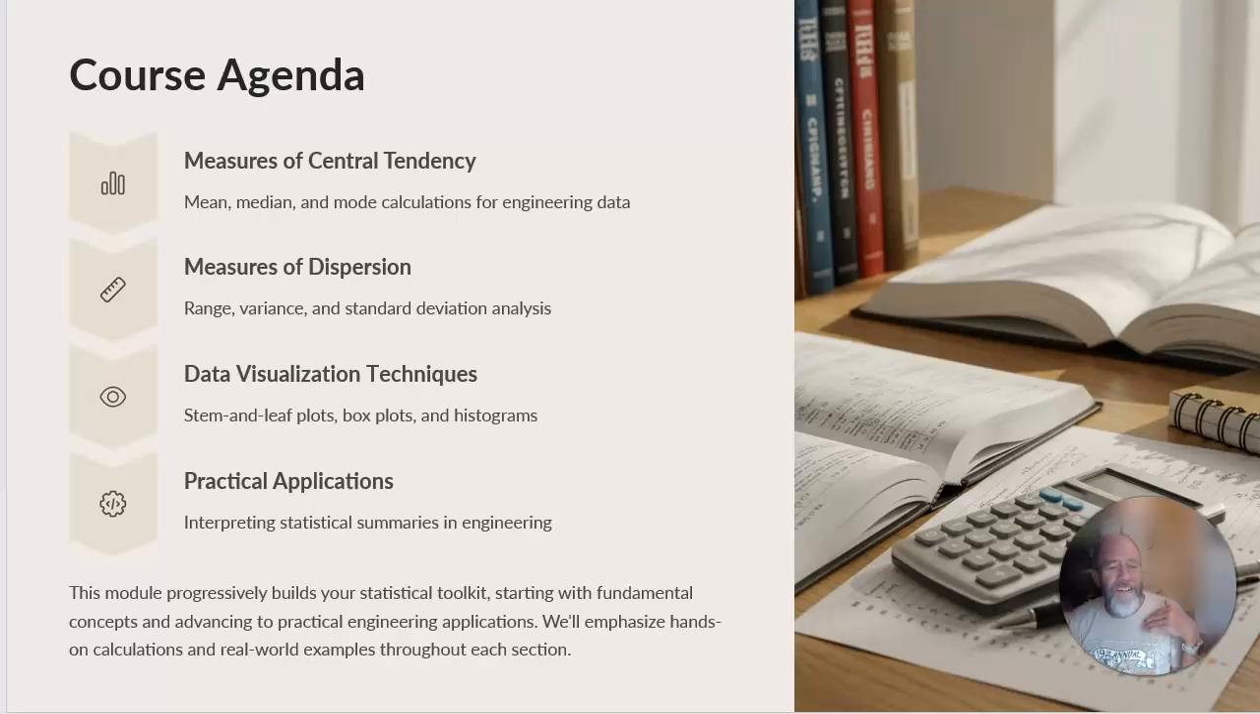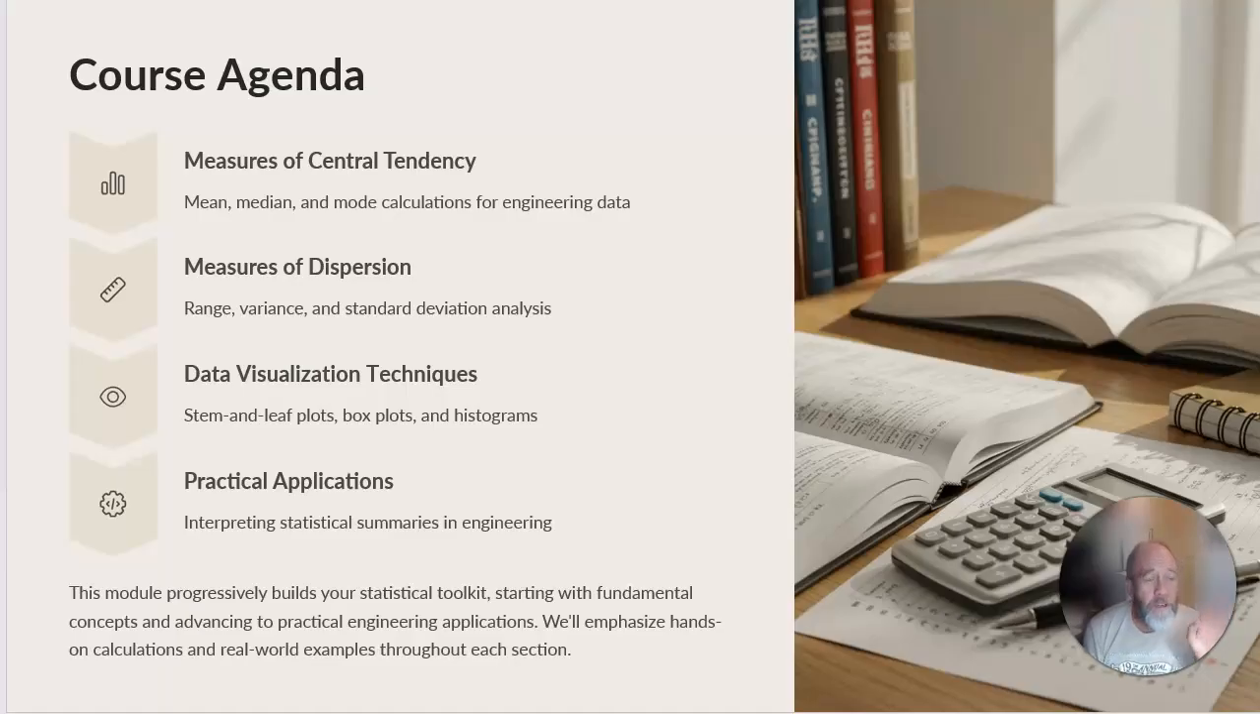There's a lot of stuff we're going to cover in the course, but for this module, we're going to look at some basic measures. Central tendency and dispersion. I'll tell you what those are. But the other thing about this module is we're going to talk about data visualization.